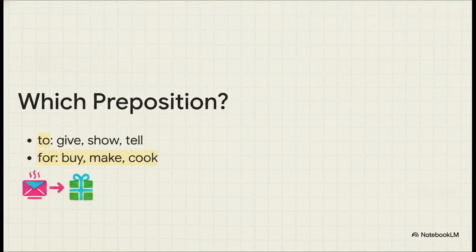And honestly, not all verbs take the same preposition. The English language absolutely loves to keep us on our toes. So, verbs generally divide themselves into two main camps, those that take the word to and those that take the word for. The rule of thumb here is actually pretty logical. You're going to use the preposition to for verbs dealing with giving, showing, or telling.